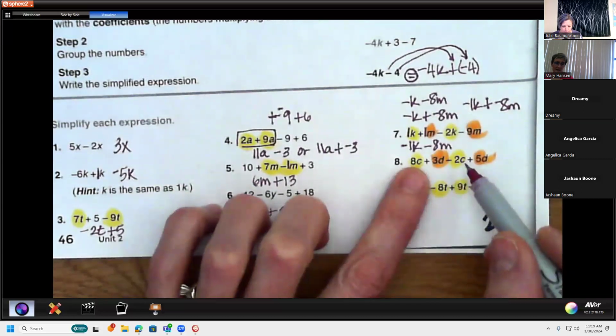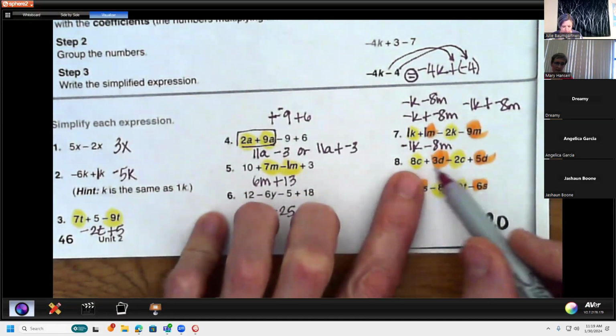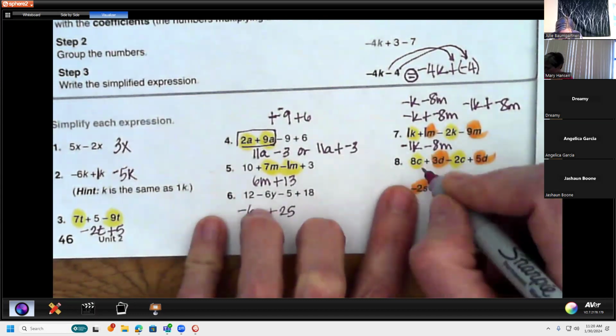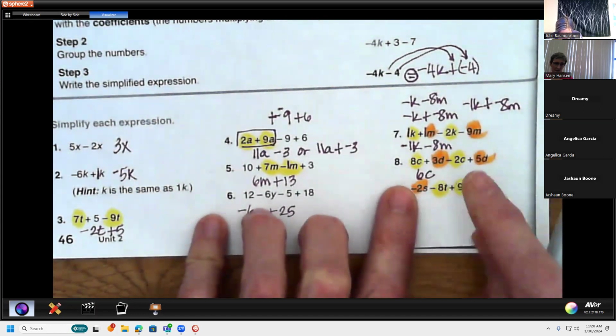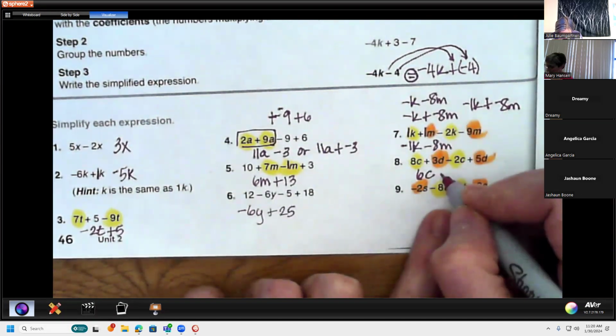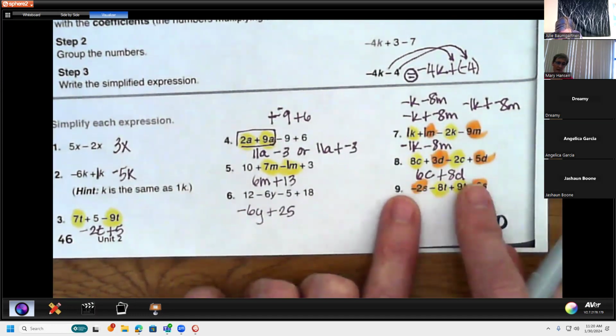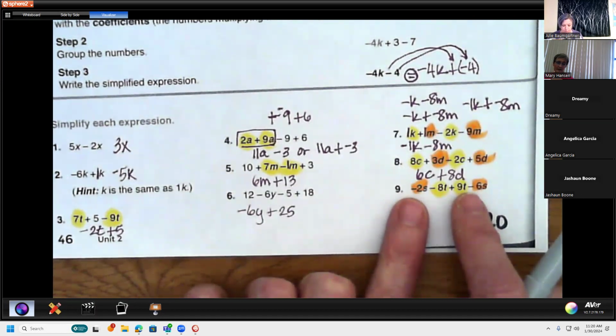Number 8, I have C's and D's. I can put together my yellow highlighted 4C, subtract 2C. I'm only left with 2C. And then 3D plus 5D makes 8D. I can't put these together because those are like different things. They're not alike.